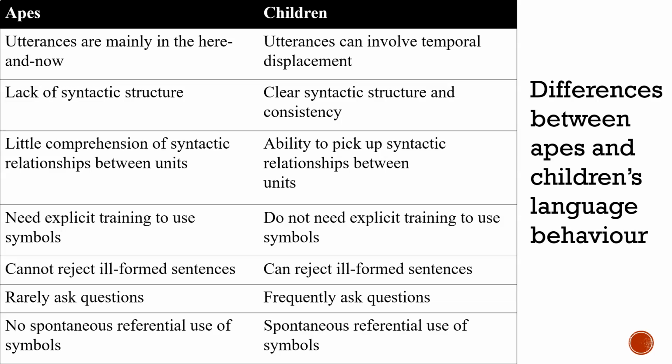So for apes, their utterances are mainly in the here and now, just at the present moment. But for children, their utterances involve temporal displacement, meaning they can talk about something in the past, something in the future, something in the present as well. So very sophisticated for children.